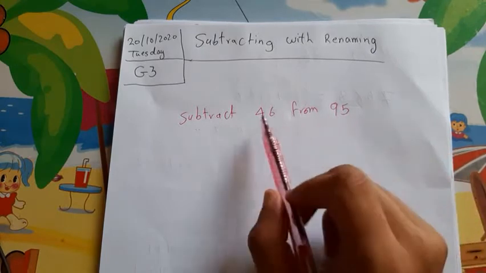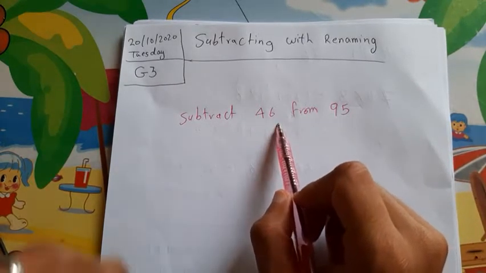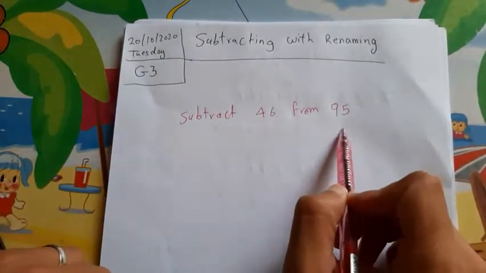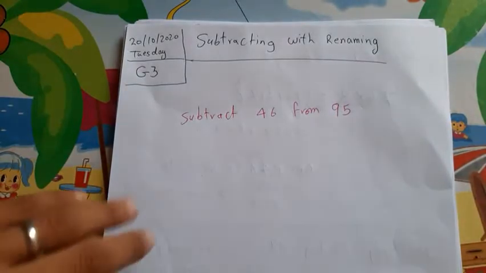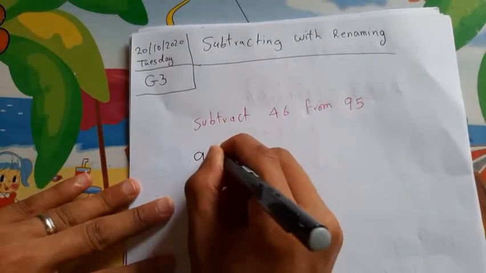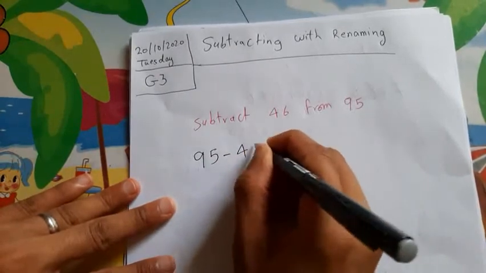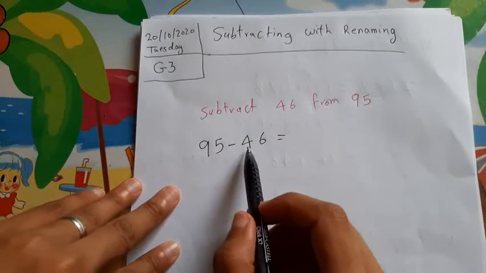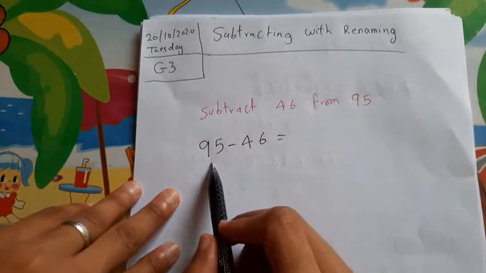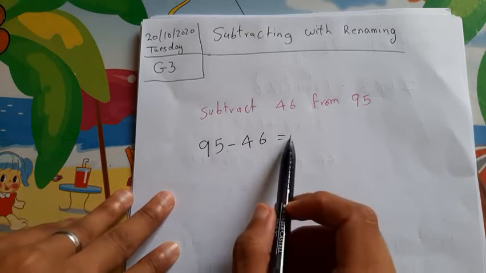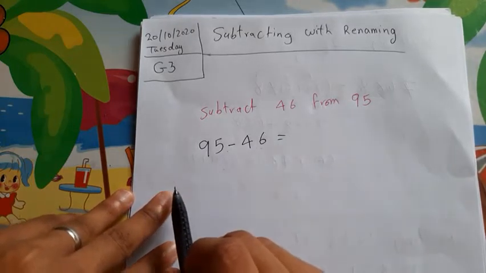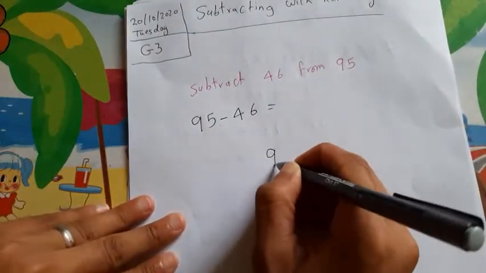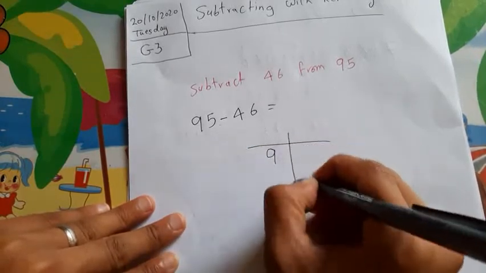95 is more than 46, so this means I can take 46 from 95 because 95 is the bigger number. So I'm going to say 95 minus 46. This means let's take 46 from this number and see how much is going to be left. Alright, let's restart this. We can use the table.